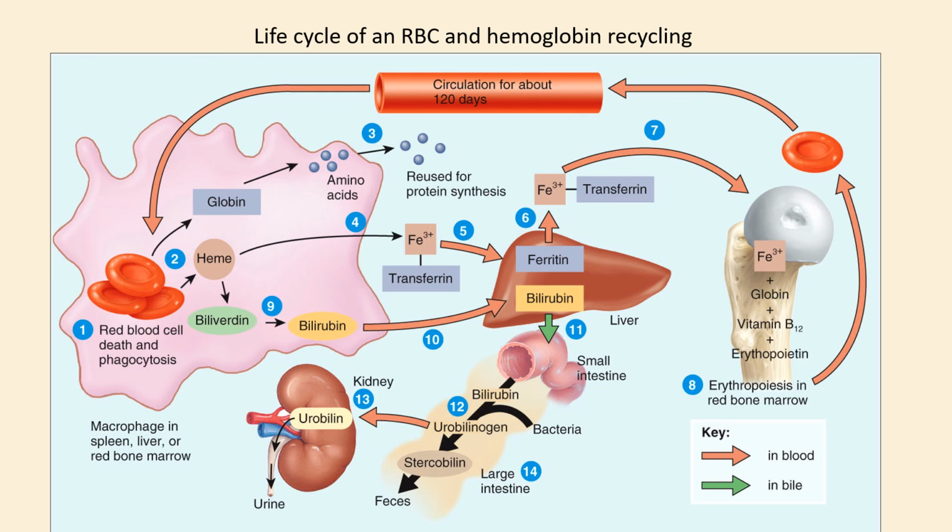Moving along your large intestine, so going from number 12, I guess, to number 14, the urobilinogen that remains in your large intestine can be further modified by bacteria. Bacteria convert that urobilinogen into a different compound called stercobilin. And stercobilin has a brown color. And this is the reason why feces are brown.